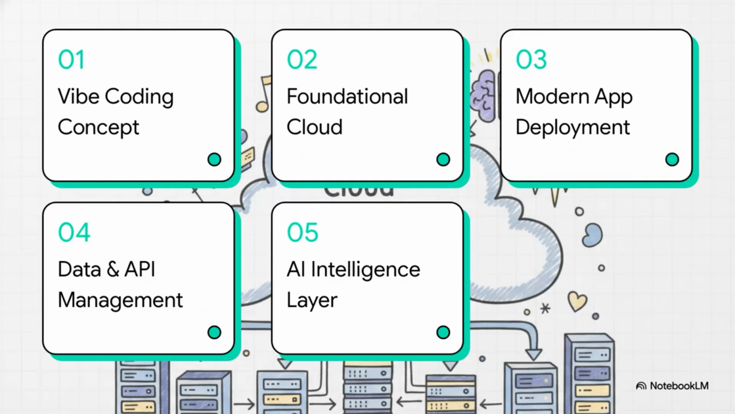But what exactly is the technical reality beneath the vibe? To answer that, we're going to build this tech stack completely from the ground up. Here's the roadmap. First, we'll unpack the vibe coding concept. Second, we'll look at foundational cloud infrastructure. Third, modern app deployment. Fourth, data and API management. And finally, the AI intelligence layer. We're moving layer by layer, straight from the foundational concrete up to the cutting-edge AI brain.